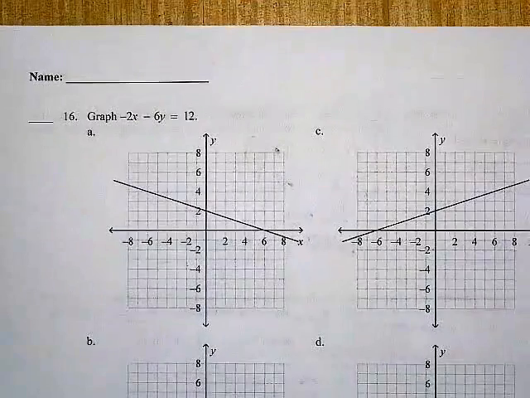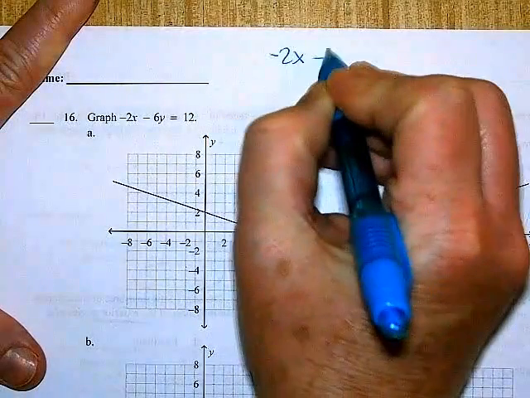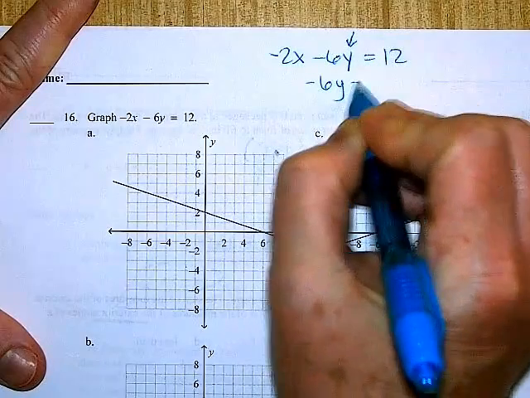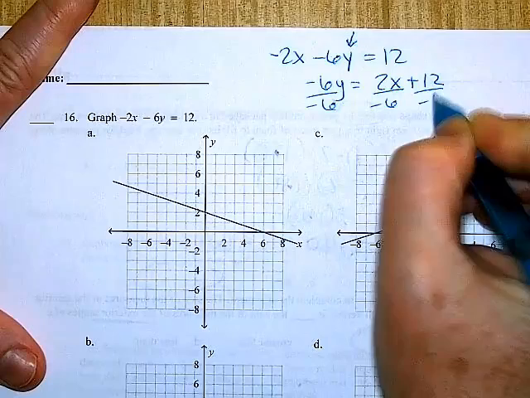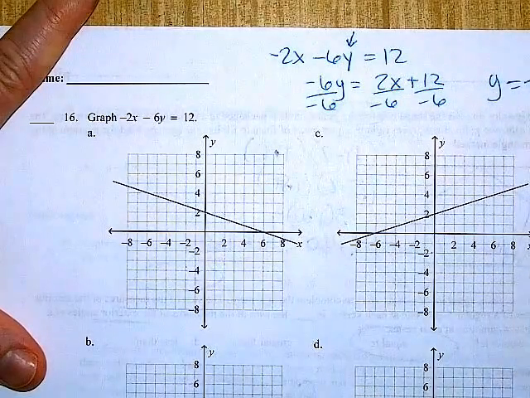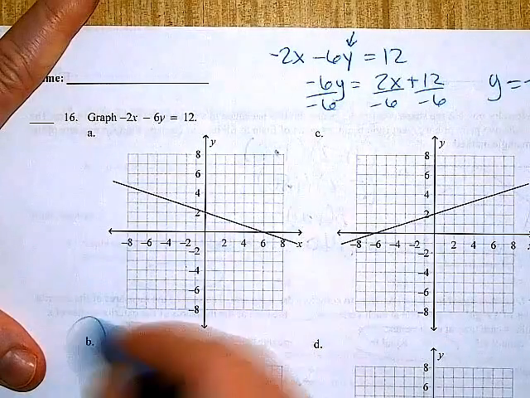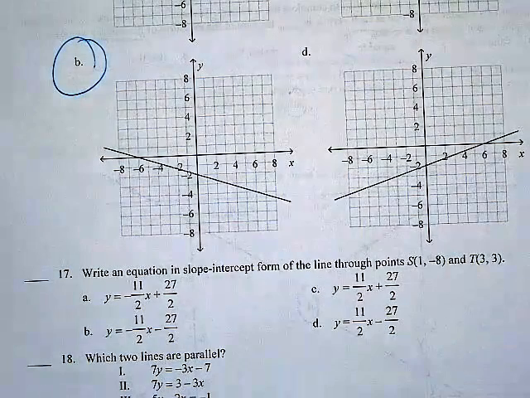16. What did you have to do before you could graph number 16? That answer's B. So it starts at -2, goes down 1 over 3. That answer is B. Write an equation in slope-intercept form of the line.